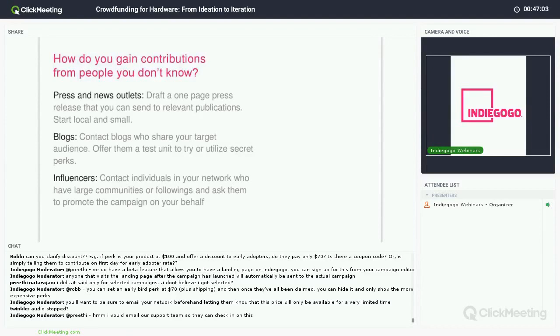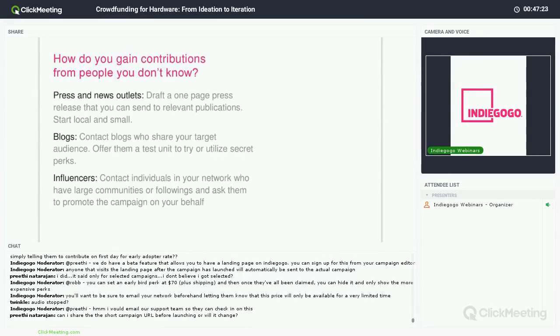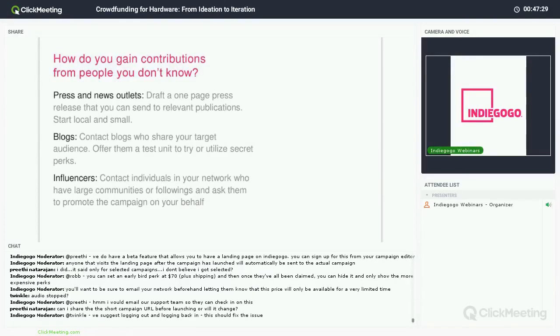And I'm sure you're wondering, beyond creating a landing page and getting contributions from social media, email, etc., how do you gain contributions from other people that you don't know? Well, you want to make sure that you engage the press and news outlets. So what you could do is draft a one-page press release that you could send to relevant publications. Start small and local. And you want to make sure you do this once you already have raised a certain amount of money.